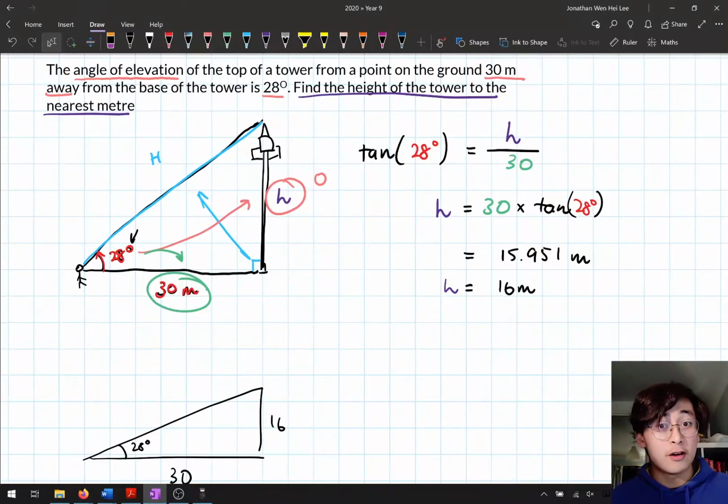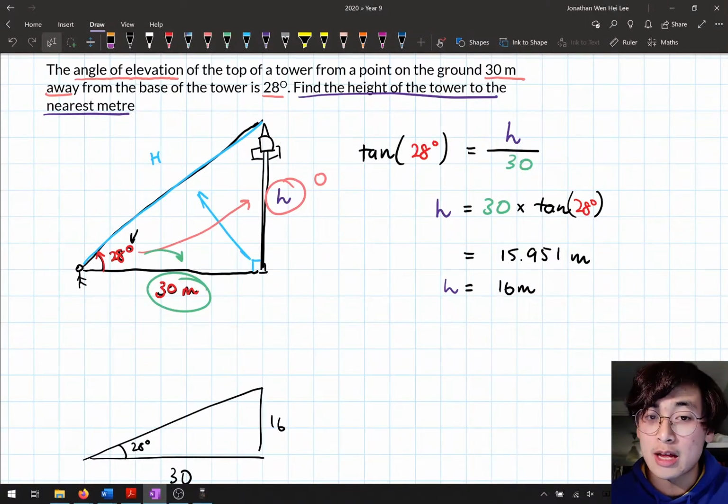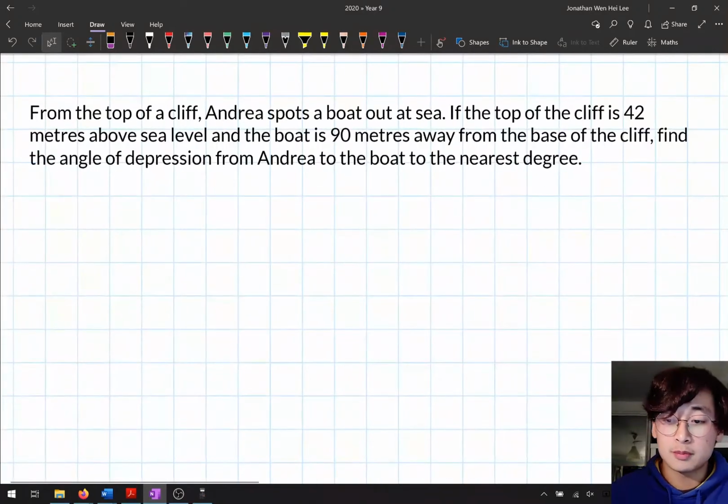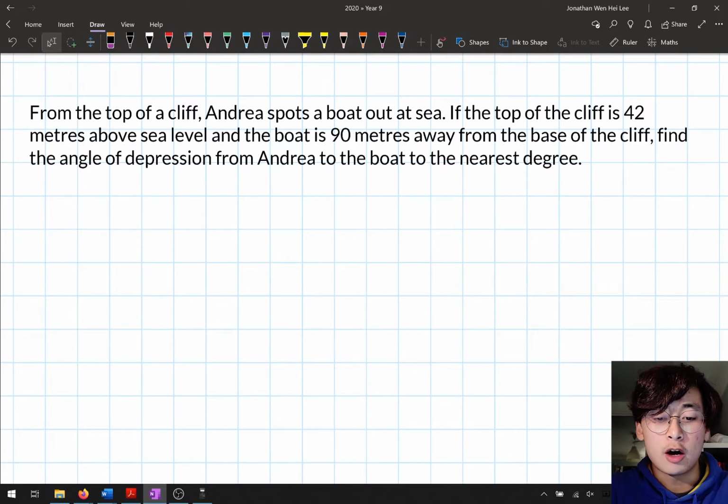Okay, so that was the first example. Let's have a go at another example. Okay, here we go. Let's read this question. From the top of a cliff, Andrea spots a boat out at sea. If the top of the cliff is 42 meters above sea level and the boat is 90 meters away from the base of the cliff, find the angle of depression from Andrea to the boat to the nearest degree.